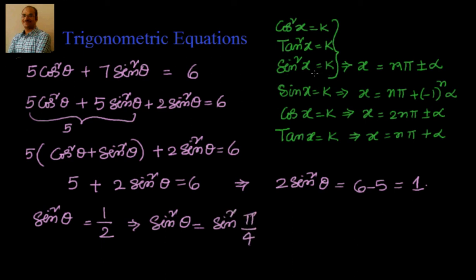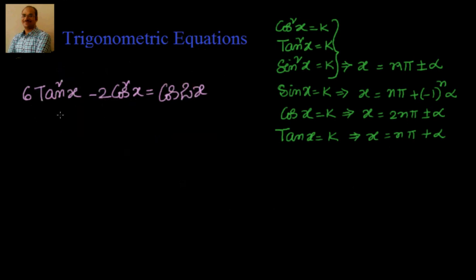Now this is of the form sin square x equal to k. Therefore, the general solution is x equal to n pi plus or minus alpha, which is nothing but equal to pi by 4. So that is the general solution for this. We'll solve one more problem.